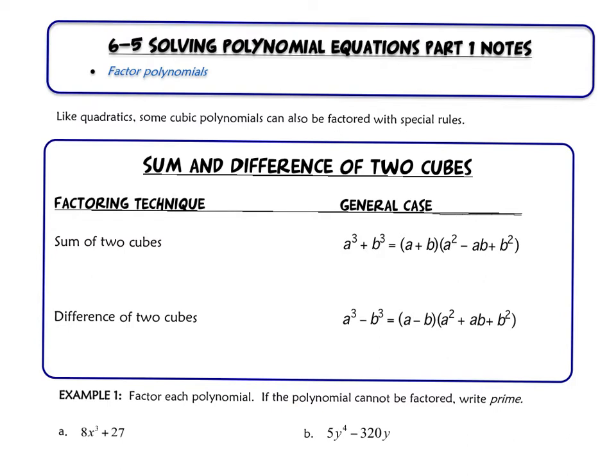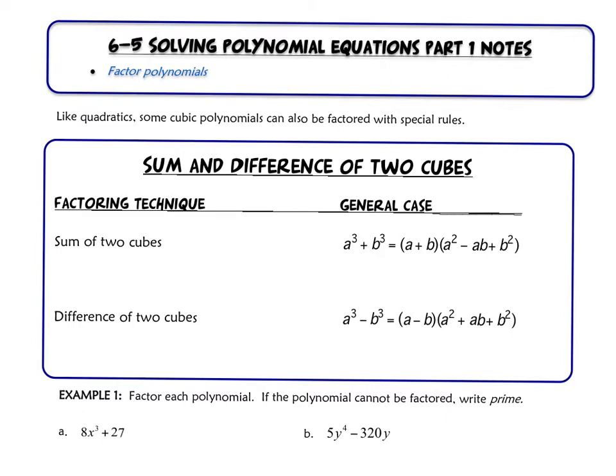As you can see at the top, it says, like quadratics, some cubic polynomials can be factored with special rules. So you're learning one new special rule today, and it's called the sum and difference of cubes. You can see in the box, on the left side, we have the factoring technique, and on the right side is the general case. So we have a sum of cubes and a difference of cubes, and this is how they both factor. Now, I understand we look at this and it's a little complicated. That's okay. I have an acronym that I'm going to show you to help you through this one.